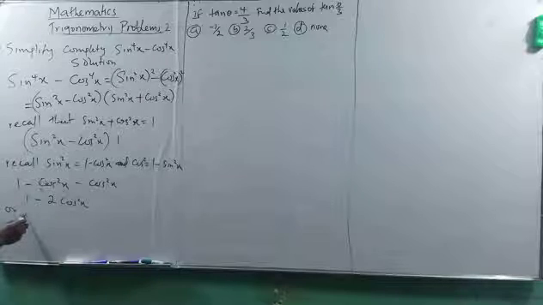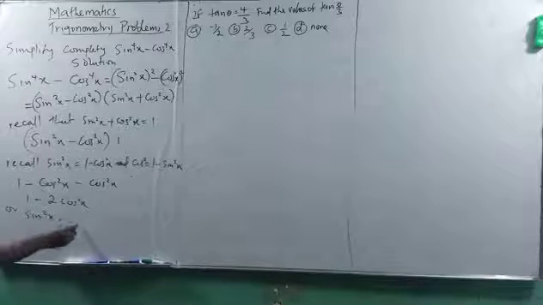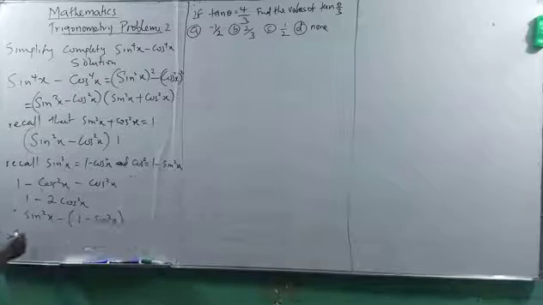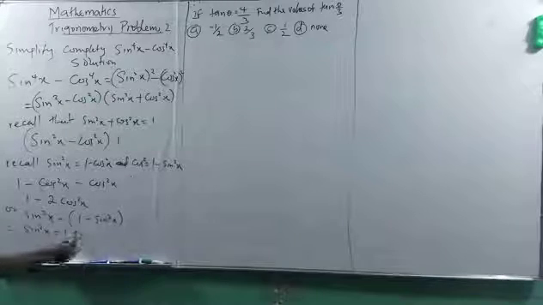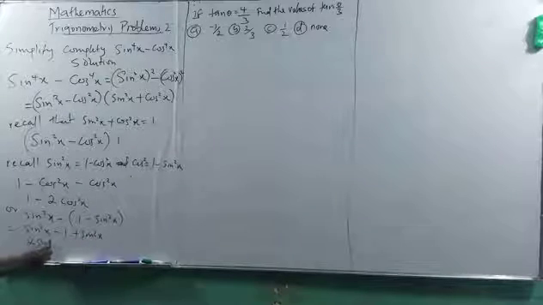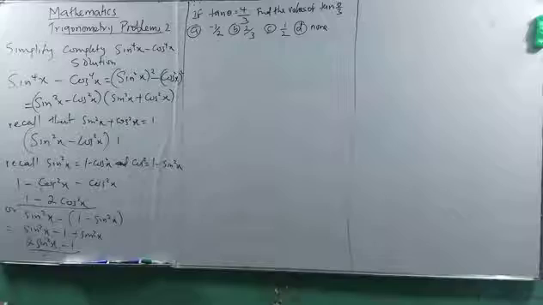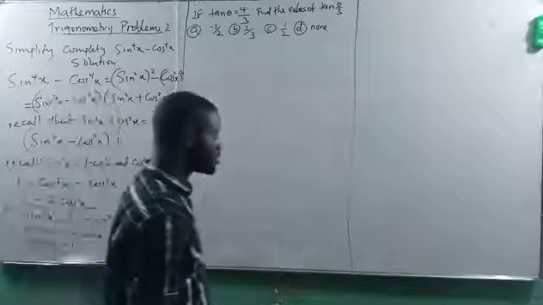Cos square x. That will be sine square x minus bracket of 1 minus sine square x, which can also be equal to sine square x minus 1 plus sine square x, which I can say is 2 sine square x minus 1. Now, these are the two possible ways that it can be expressed. It's either this or this, whichever is convenient for you. That is what you are going to work on.